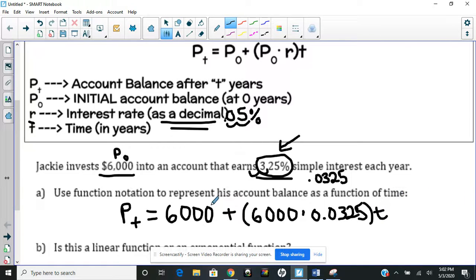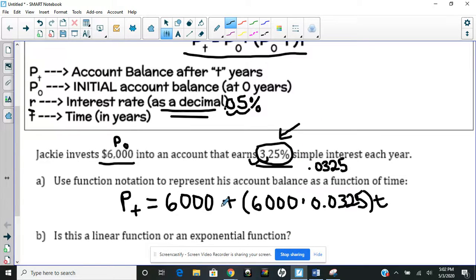So that's our first step, is to figure out what the formula is. And you're literally just taking the numbers from the problem and following this formula exactly as it is. If the problem says simple interest, that's your formula. It doesn't change. It will always be that formula for simple interest.